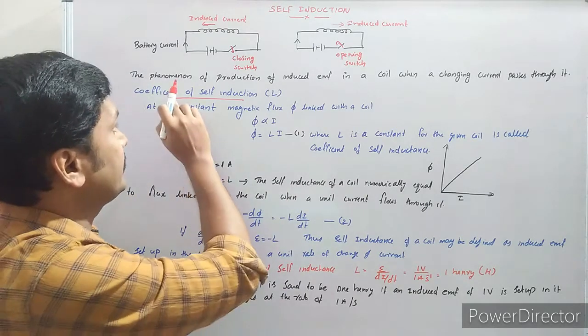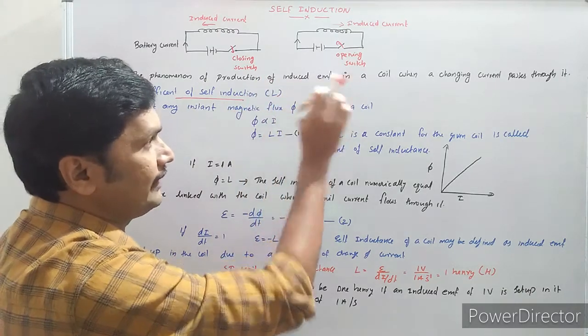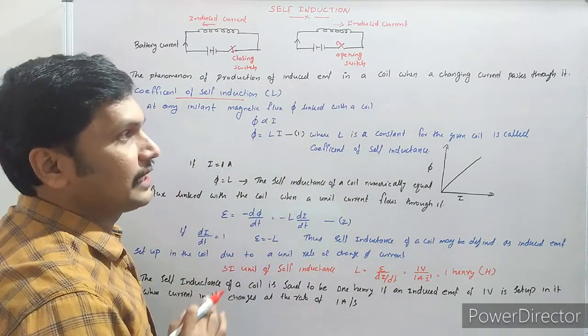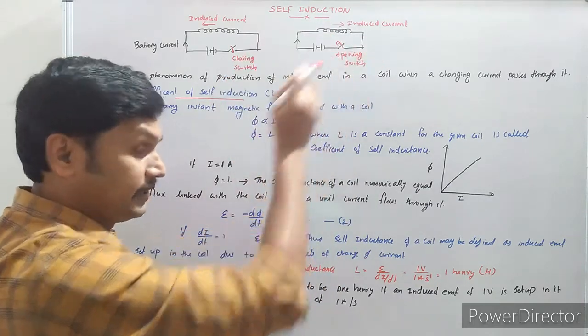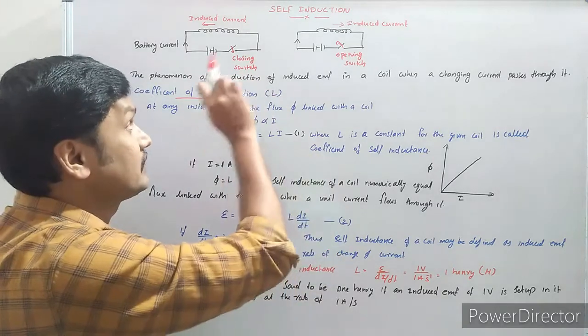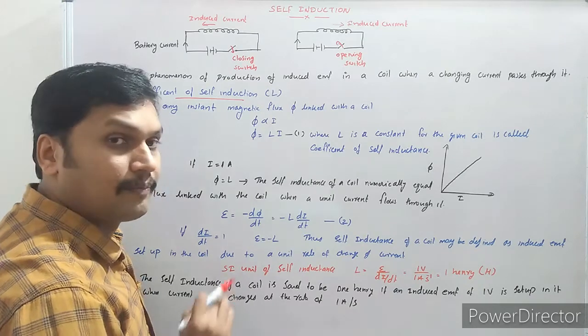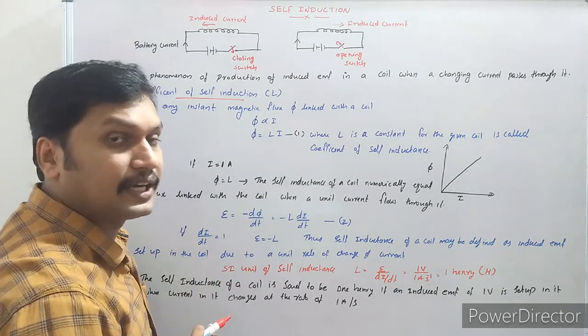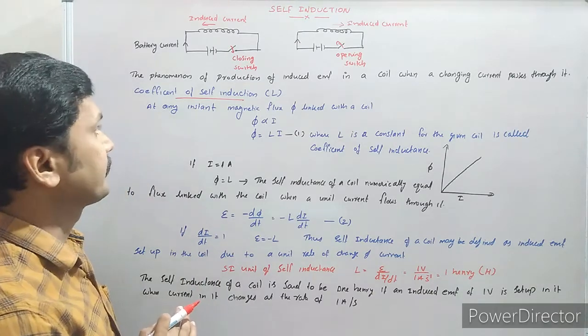So self-induction is the phenomenon of production of induced EMF in a coil when a changing current passes through it. When you close the switch or when you open the switch, the current through this coil changes. In both cases, an induced current is developed in this coil in the direction opposite to the changing current. And that phenomenon is known as self-induction.